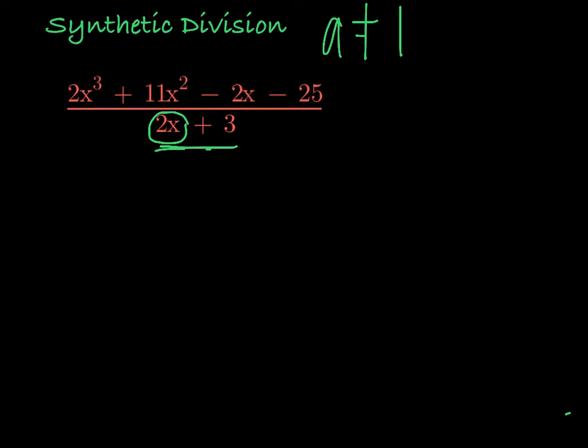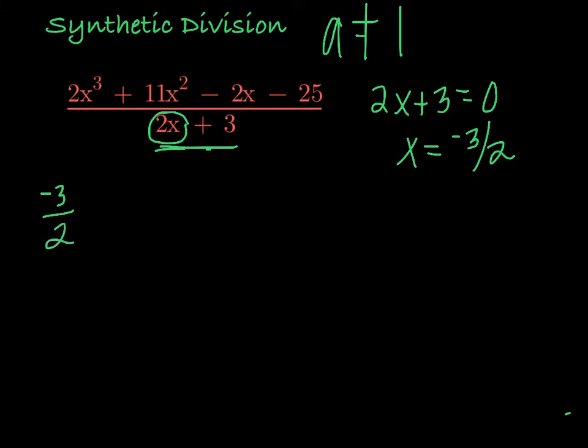You still, however, take your divisor, 2x plus 3, set it equal to 0, and know that you will have negative 3/2 as your root. So negative 3/2 will go over here. Set up your bar. Another thing that you're going to do differently, and I would do it now, is divide all your leading coefficients in the numerator by 2.